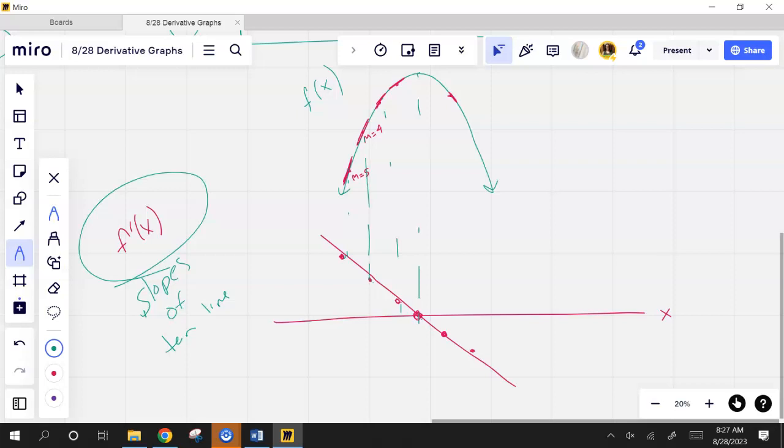Until you pick up on the pattern, and you'll start to see that certain graphs have certain patterns to them. Ready to do another one?